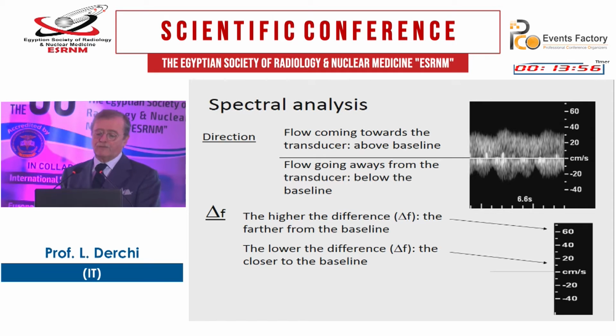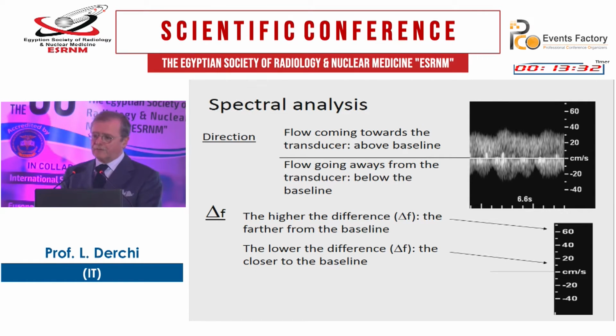Flow going away from the transducer is written below the baseline. Within this sample volume, there is both the renal artery and the renal vein at the renal hilum. So the artery is coming towards the transducer, written above. The vein is going from the transducer, written below the baseline.